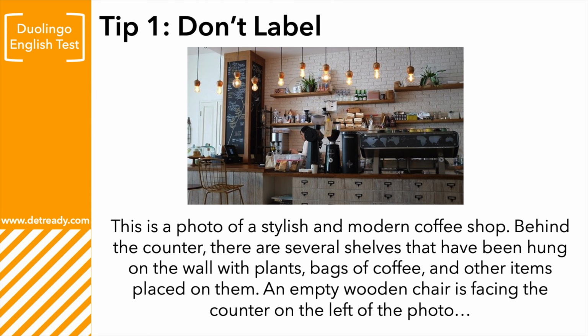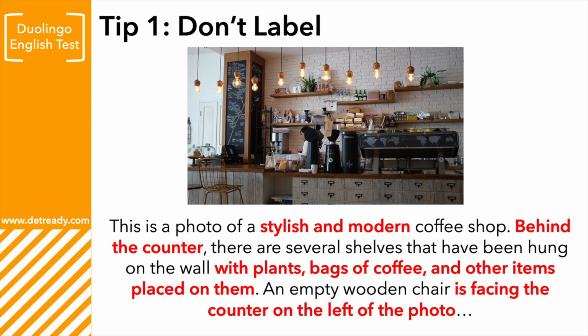Behind the counter, there are several shelves that have been hung on the wall with plants, bags of coffee, and other items placed on them. An empty wooden chair is facing the counter on the left of the photo. So this example has lots of descriptive language. These words and phrases in red are what we would consider descriptive language. Things like adjectives, prepositions, and extra information to describe the photo well.